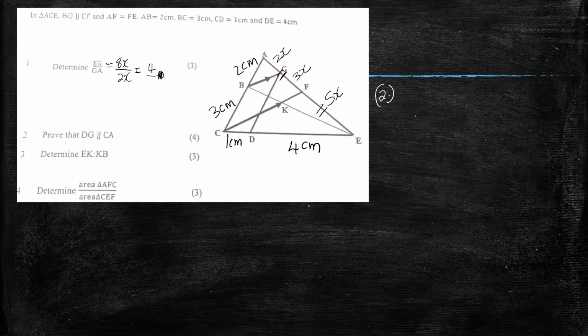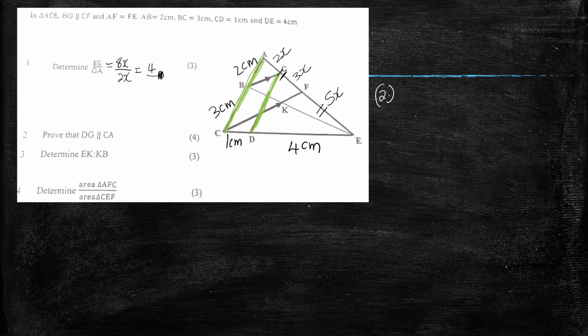Okay, let's move to number 2 now. It says prove that DG is parallel to CA. Let me go and highlight that. DG, where is DG? Here it is, this green line, DG, is parallel to CA. Prove that this line is parallel to this one.